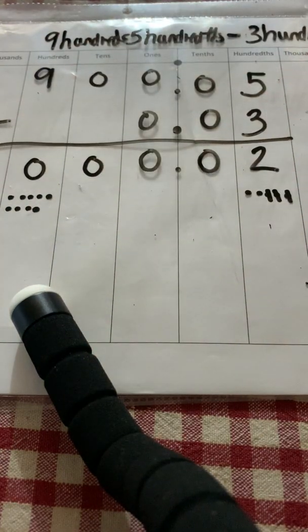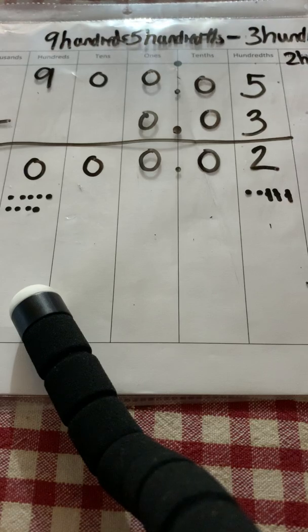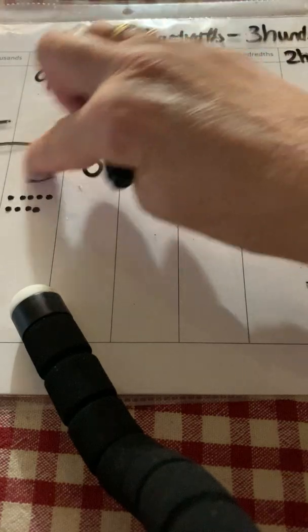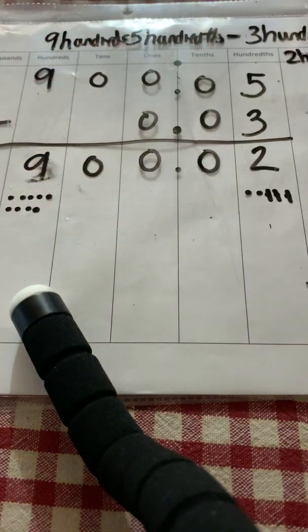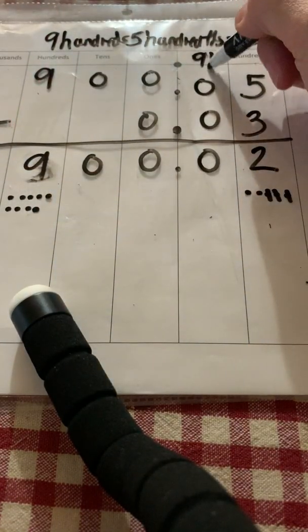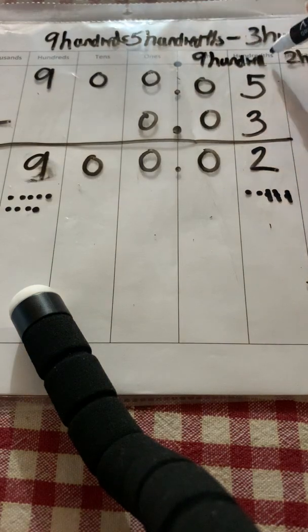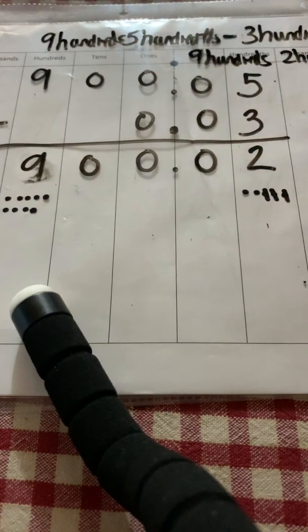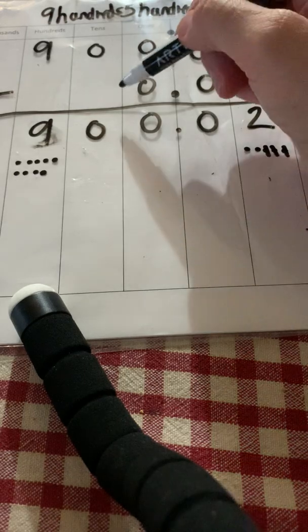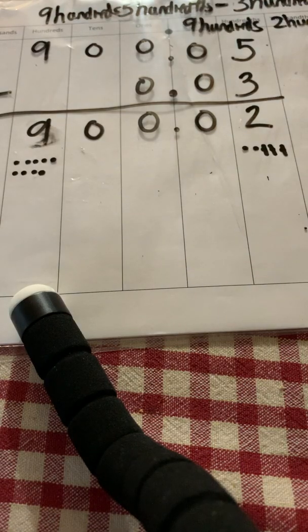9 hundreds, take away 0 hundreds is 0 hundreds. I'm left with 2 thousandths. I'm sorry, I made a mistake. 9 take away 0 is actually 9. I'm left with 9 hundreds, 2 thousandths. And if I wanted to express this in standard form, it's right here. 905 thousandths, take away 3 thousandths is 902 thousandths. Okay, erase your board and let's try another.